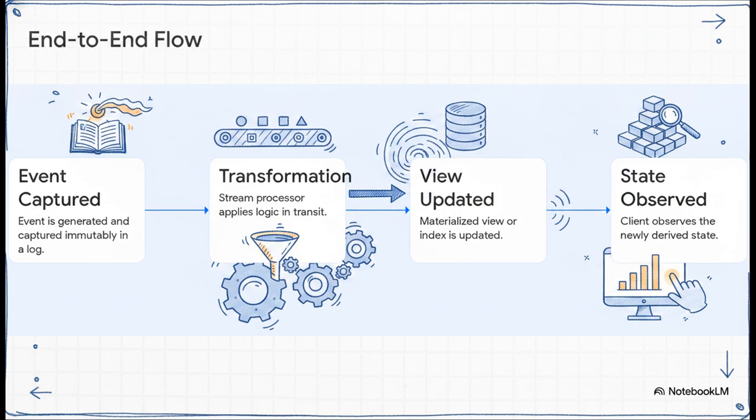If we track the journey of a single data event, you can see this end-to-end flow in action. First, an event, say, a user clicking a checkout button, is captured immutably in an append-only log like Kafka. Second, a stream processor applies business logic and joins to that data while it's in transit. Third, the resulting state is used to instantly update a materialized view in a fast key-value store. And finally, a client observes that newly derived state updating live right on their screen. It is a continuous, fully reactive loop.